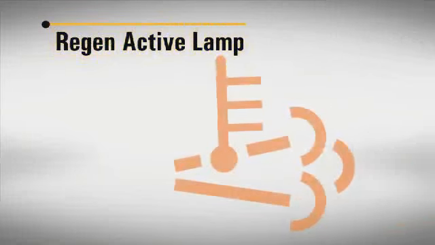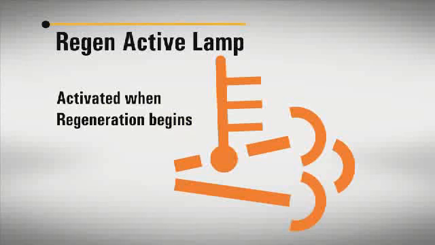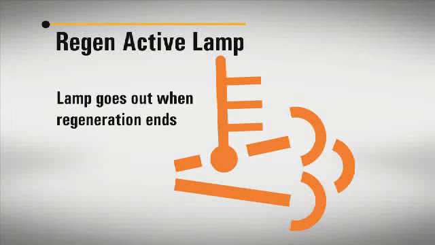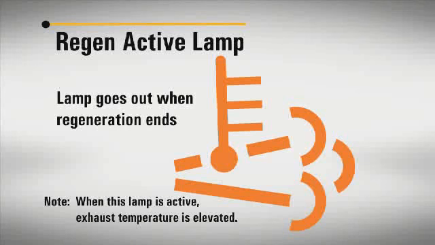The Regen Active lamp illuminates any time regeneration is taking place. The lamp is activated as soon as regeneration begins and goes out as soon as regeneration ends. Keep in mind that when the lamp is illuminated during regeneration, the exhaust temperature is higher than normal.